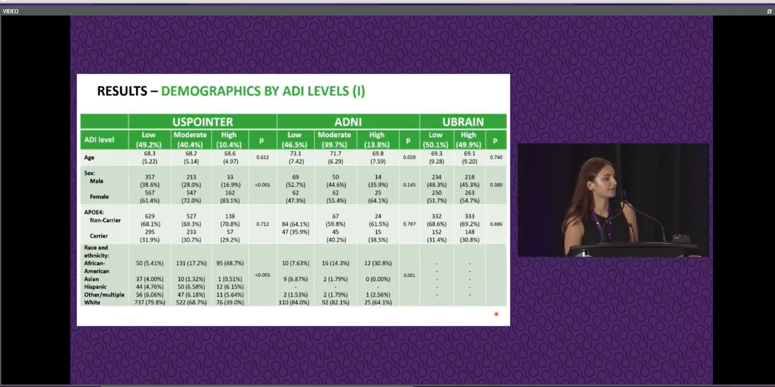This is a table comparing the demographics by ADI levels within each cohort. And first, I want to point out that in US Pointer, there were only 10% of participants coming from highly deprived areas, and in ADNI, only 13%.